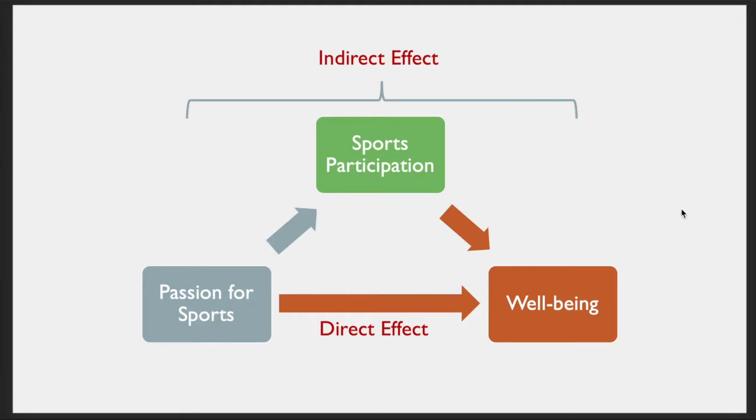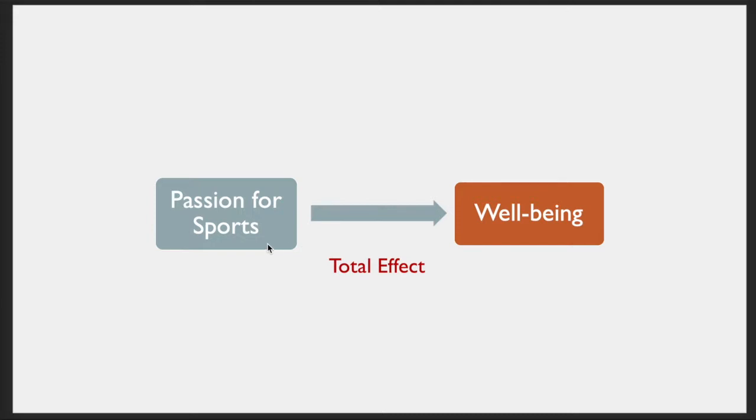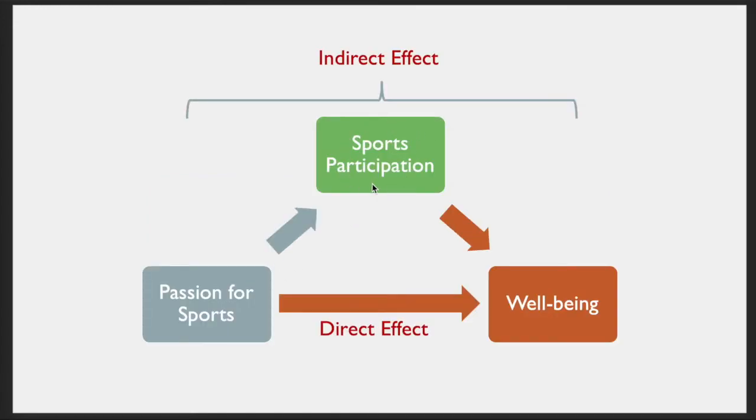Now, aside from that, I want to talk about these relationships and what we call them. The relationship between passion for sports and well-being, as it is, without accounting for any mediator, is what you call the total effect. When you account for sports participation, the pathway from passion for sports to sports participation and the influence of sports participation on well-being, you call this pathway the indirect effect. This is the indirect effect of passion for sports on well-being via sports participation.